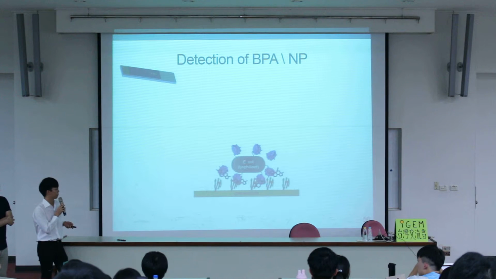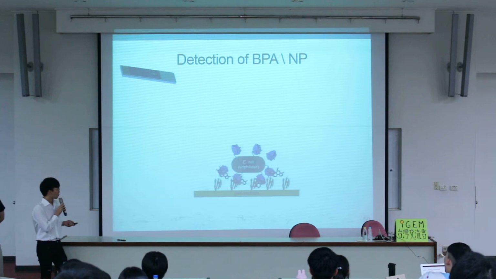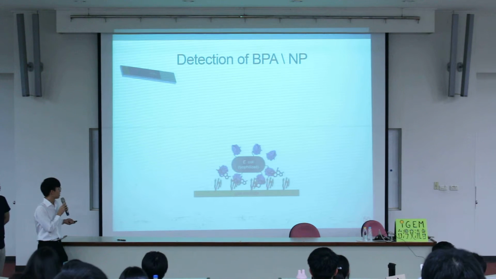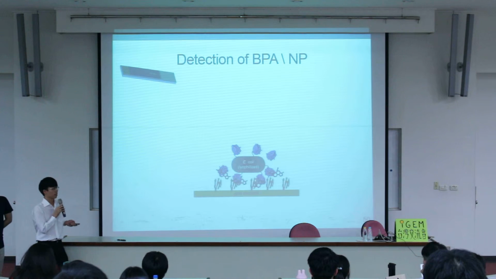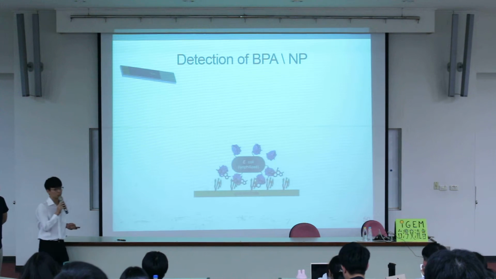And when they bind together, the resistance of the electrode will change due to the high resistance of E. coli. Notice that if there are no EDCs in the system, E. coli won't be able to bind to the electrode. Accordingly, we can detect the concentration of EDCs indirectly by the change of the resistance of the electrode. And that's all for our experiment design.